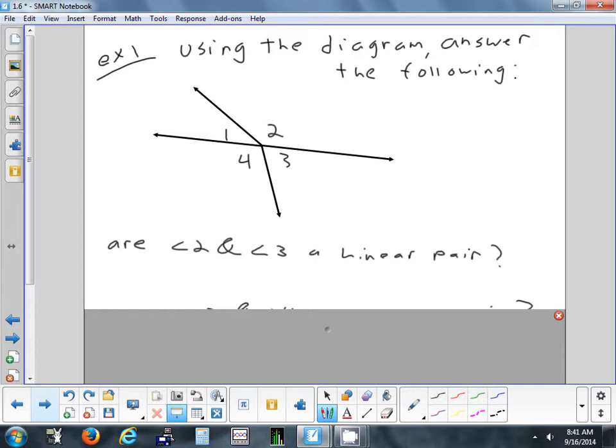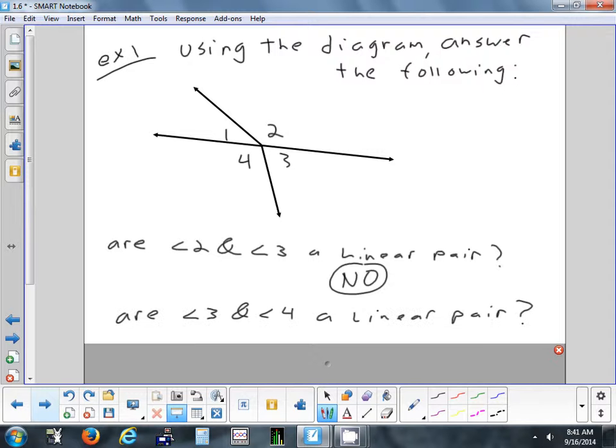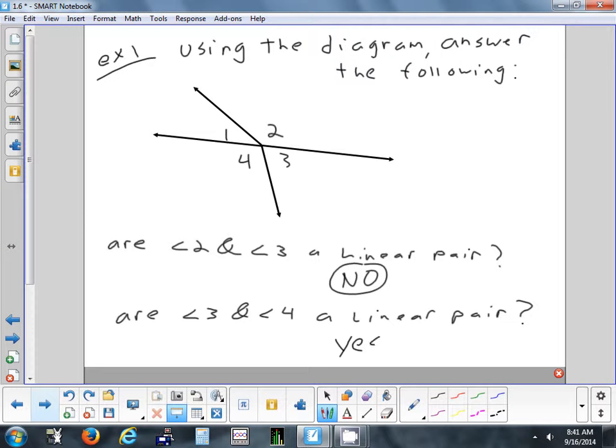Okay, looking at the diagram, do angles 2 and 3 form a linear pair? What do you think, Luke? No. The side they don't have in common does not form opposite rays. How about angles 3 and 4? Yes, those do form a linear pair.